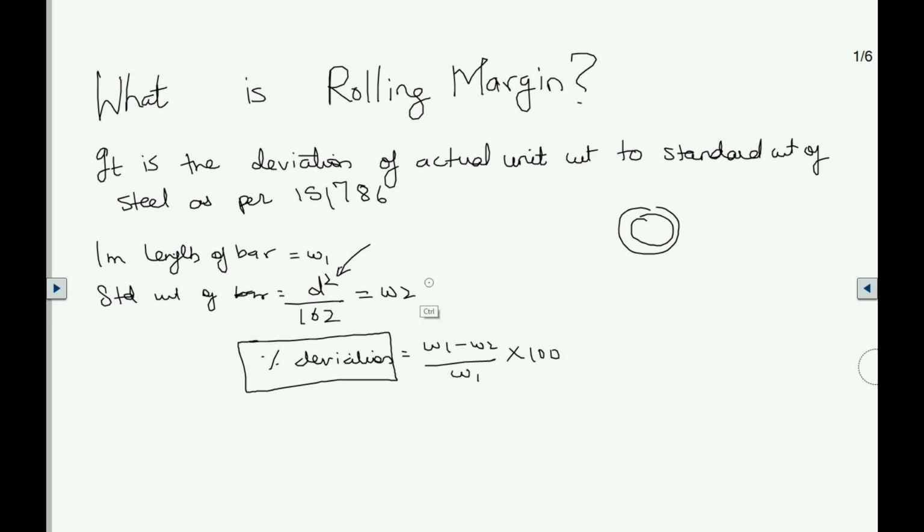For example, for a 10 mm bar, the standard weight will be 10 square by 162, which is 0.62 kg per meter. Now if the diameter of the bar is slightly greater than this, let's say 10.32, then the weight of the bar will be 0.65 kg per meter. So you can clearly see the weight per meter of the bar is increasing. Now why is this a problem?